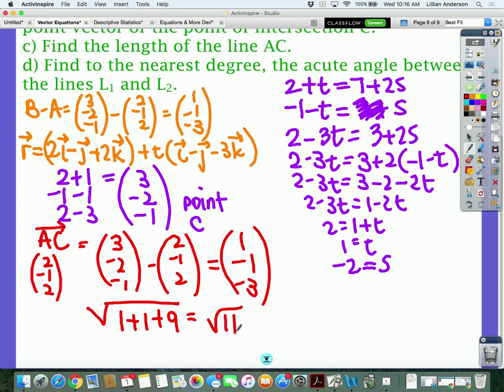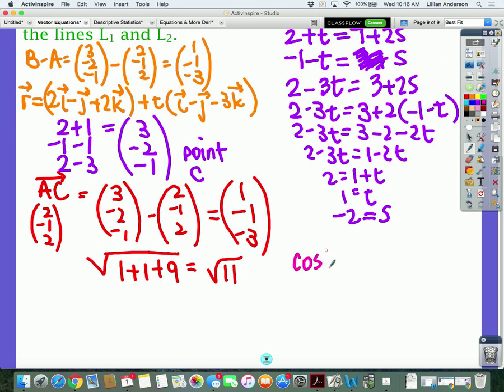And the last one says find, to the nearest degree, the acute angle between L1 and L2. You have to use the formula for the angle between two vectors. So you're going to do the dot product between L1 and L2, and then you're going to do the magnitudes. What do you use on the lines? The direction vector.